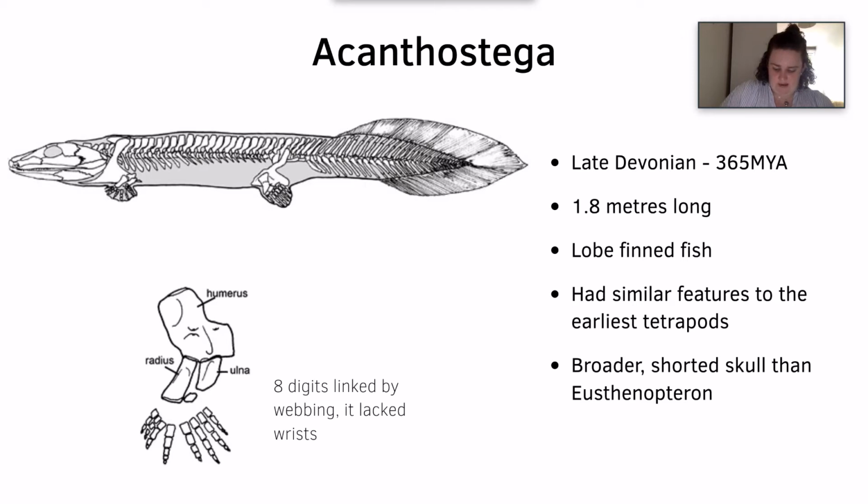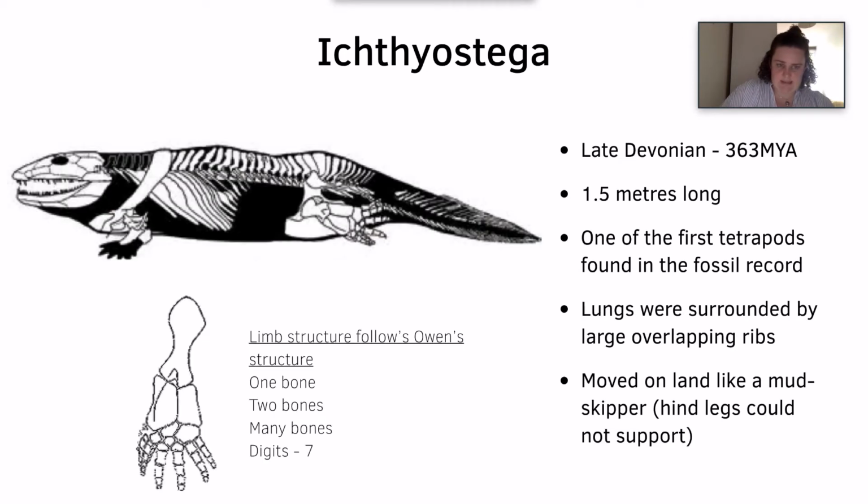And then finally, we move on to Ichthyostega, and this is thought to be one of the most important transitional links between marine and fully terrestrial vertebrates. It's one of the first tetrapods found in the fossil record, and it's a late Devonian organism dating to around 363 million years ago. It was 1.5 meters long.